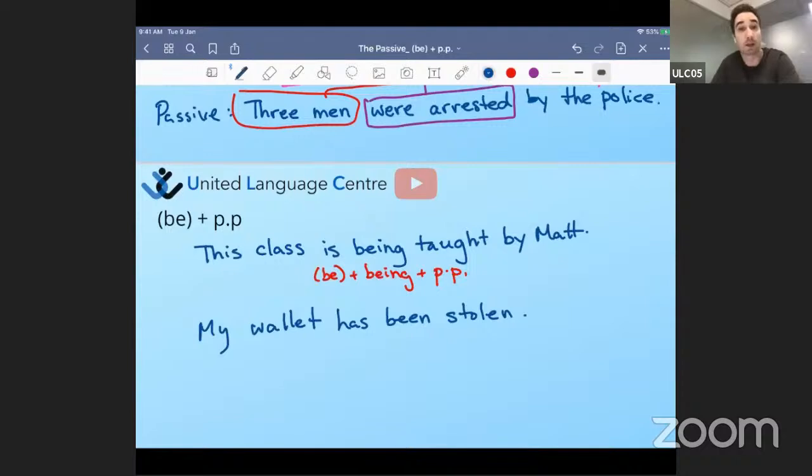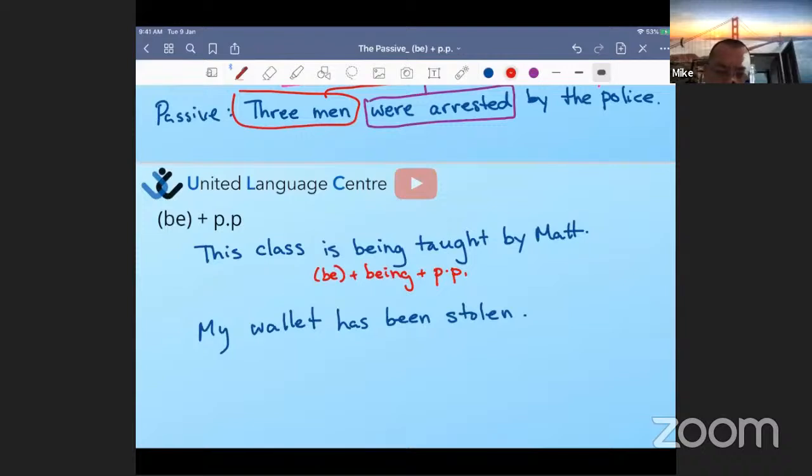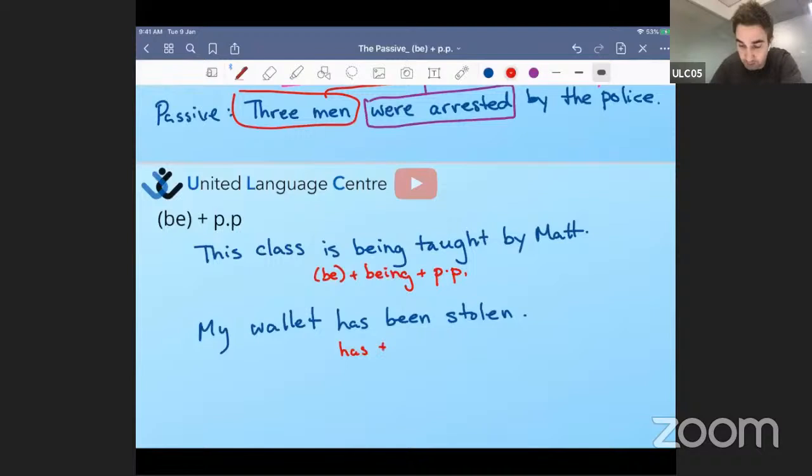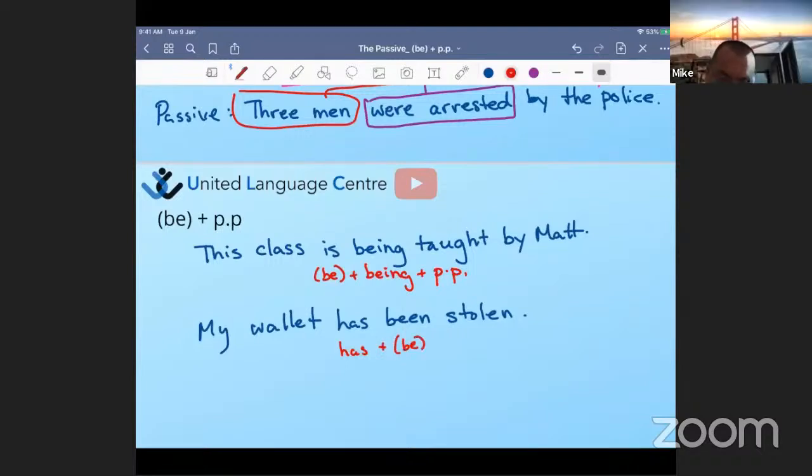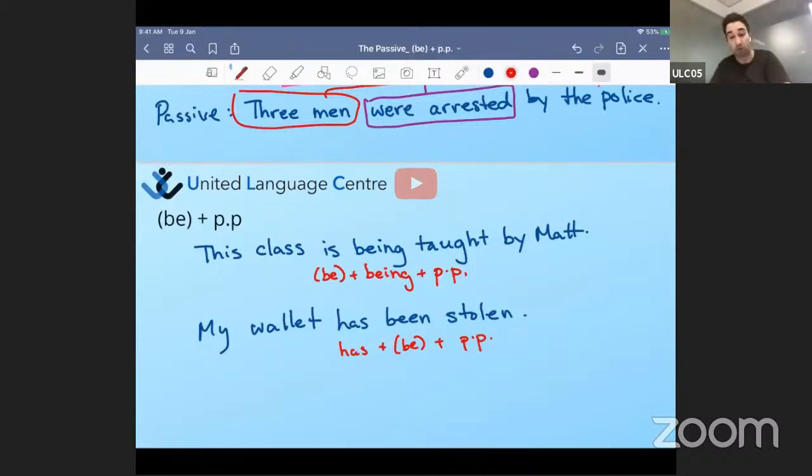Okay, I can say like my wallet has been stolen, right? Has been stolen. So this is present perfect. So this is has plus be plus PP, right? My wallet has been stolen. It was stolen before, still gone now. So we're using present perfect. So this is a little bit more difficult.